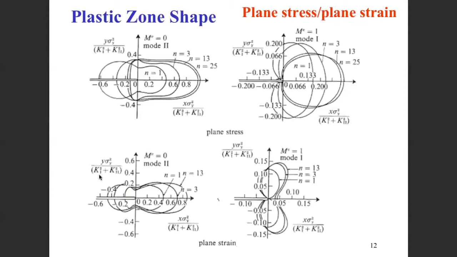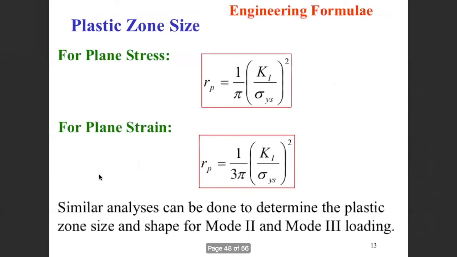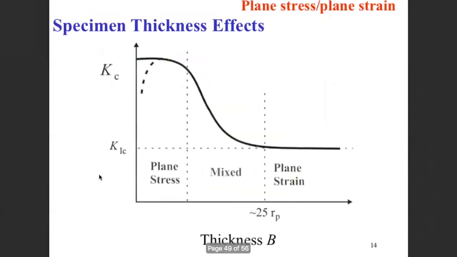And notice that for mode 2, the plastic zone looks quite different than for mode 1. So if you're in a mixed mode condition, and our regular crack is going to be in some kind of mixed mode condition, somewhere between mode 1, 2, and 3, we have very different plastic zones.